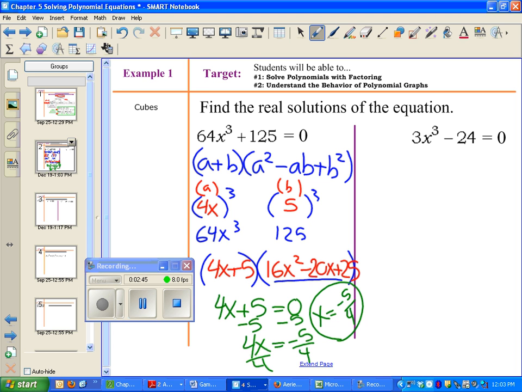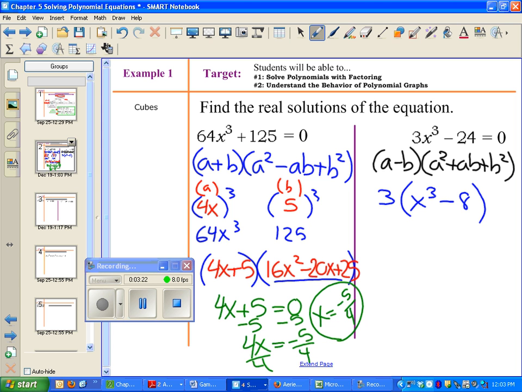All right, the next one, again, if you think you have the hang of it, pause it and do the second one by your lonesome. If not, this is a difference of cubes, and I know it's a cubic because of the x cubed. So for my difference of cubes, the formula is a minus b, same sign, and then a squared, opposite sign, ab, plus b squared. But the very first thing I notice is we have a GCF. So I'm going to factor out that GCF. We've got a common factor of 3, and then inside we have x cubed minus 8. Now I need to figure out what a and b are.